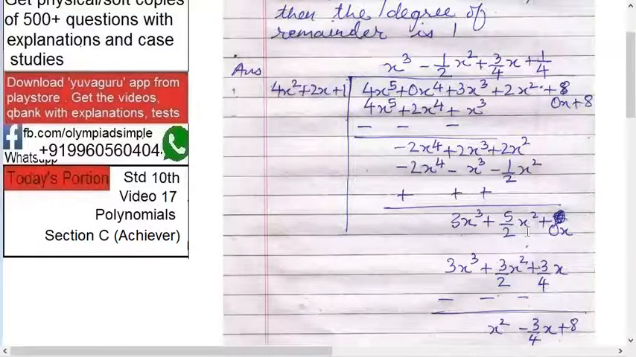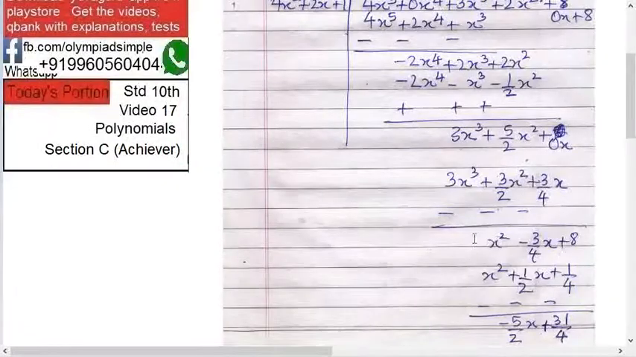Then first with first, you get 3x multiplied with 3 upon 4x. Right? See here, why are we multiplying this? We have to find a remainder. That's our target. So 3 upon 4 into 4, you get 3x cube plus multiplication, then 3 upon 2x square plus 3 upon 4x. Then change the signs. You get what remains? x square minus 3 upon 4x plus 8.